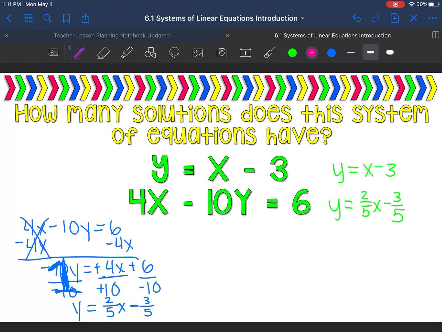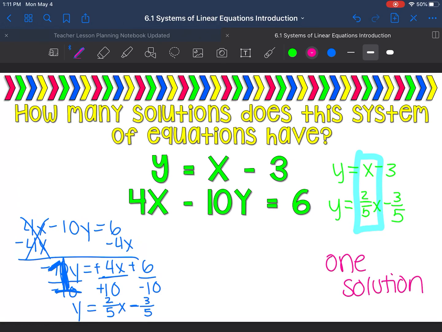So now I want to ask myself, do I have same slopes or different slopes? I have different. So it doesn't matter if my y-intercepts are the same or if they're different, because once I have a different slope, that means that I automatically am going to have one solution. Okay, so as soon as you see that your slopes are different, you automatically know you got one solution.